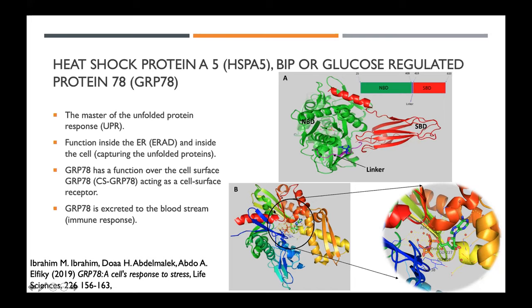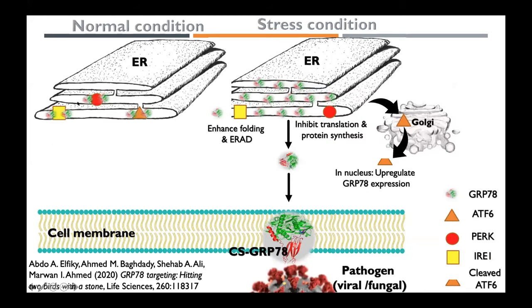Here we can see the nucleotide binding domain, and how the ATP-ADP binding affects the structural flexibility and the structural arrangement of the substrate binding domain. And here we have two conditions. The normal condition is where there is no stress on the cell, so GRP78 is bound to three important enzymes, which are ATF6, PERK, and IRE1. These three enzymes are important in some physiological functions inside the cell, like enhanced folding.